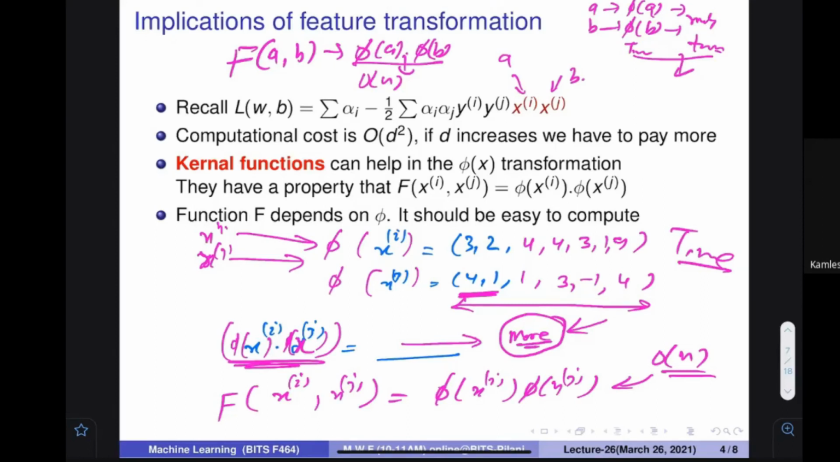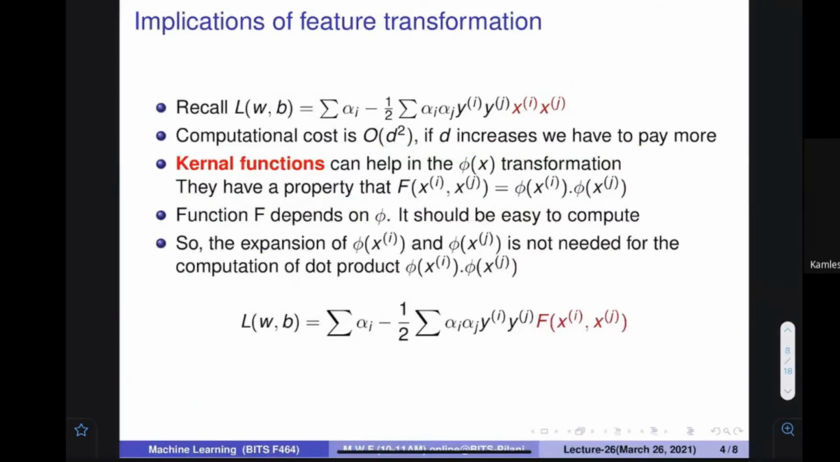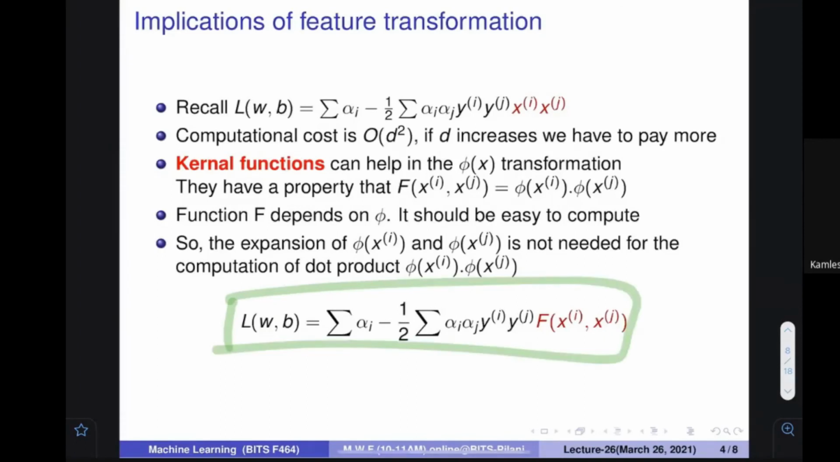Okay. This particular function is called the kernel function. If this kind of function is given to you, it is called the kernel function, and it depends upon the value of phi that we are going to see. So it actually simplifies. In this equation, if you want to transform the data into the higher dimension space and then do the computation, instead of writing phi of xi and phi of xj, you write f of xi xj, and that would solve your problem.